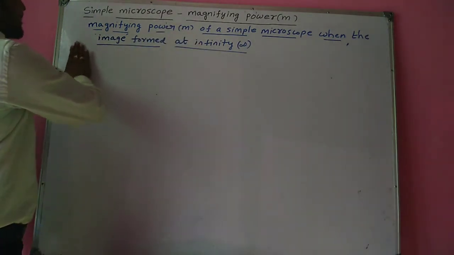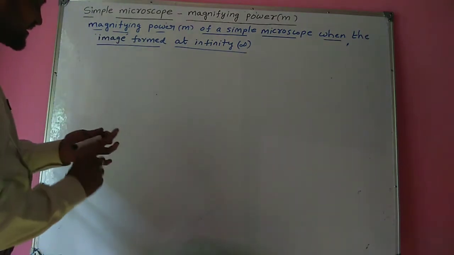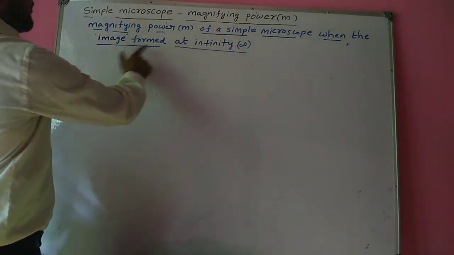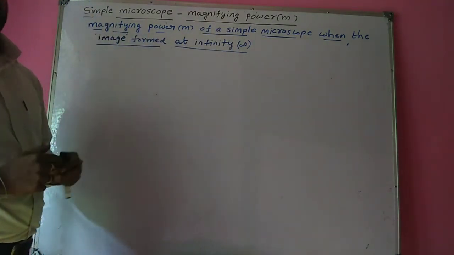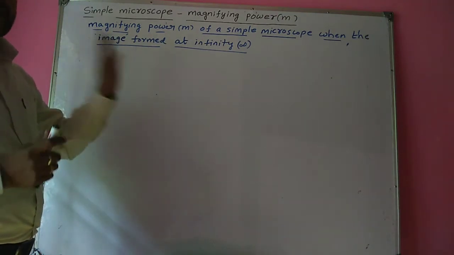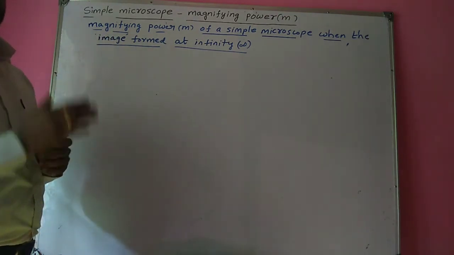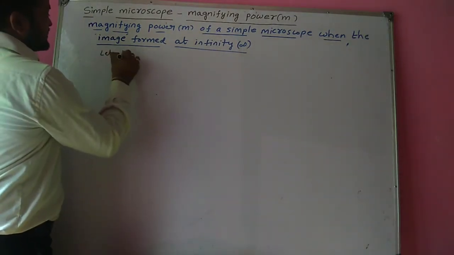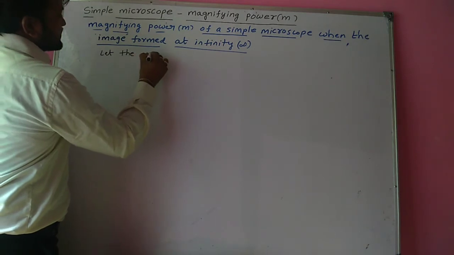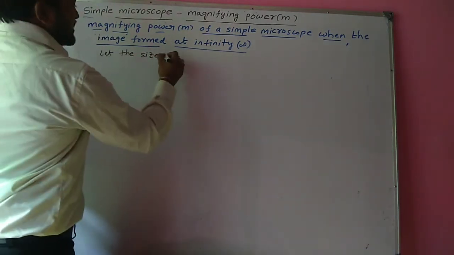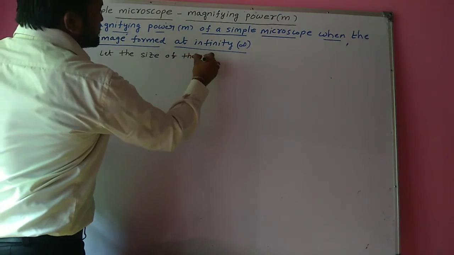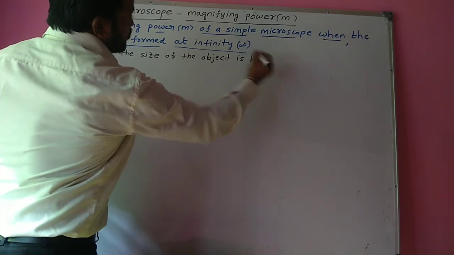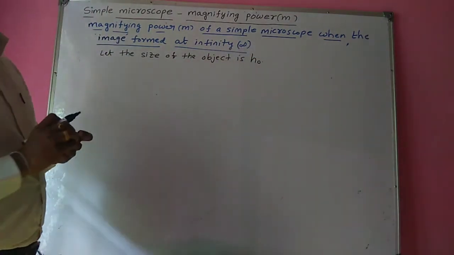Now, here we consider the image formed at infinity. Let us draw the ray diagram for this. Here we need to calculate the magnifying power when the image is formed at infinity. Let us consider an object of height HO. Size means height. The size of the object is HO.